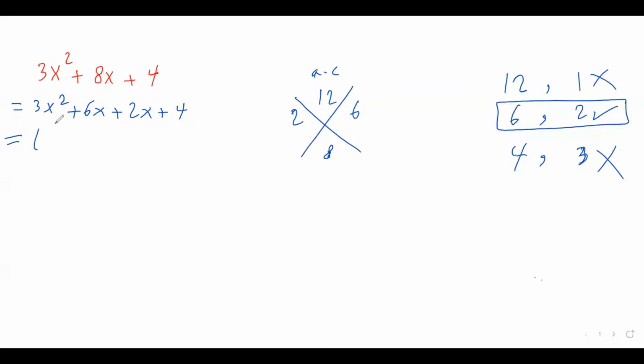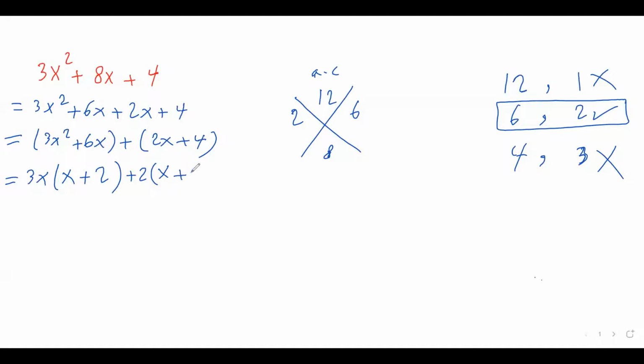So I group the first two together, 3x squared plus 6x, and then I group the second two terms, 2x plus 4. From the first bracket, what's my common factor? I can factor out 3x. 3x squared divided by 3x gives me x, and 6x divided by 3x is just 2. From the second group, I can factor out a positive 2. 2x divided by 2, I get x. 4 divided by 2 gives me a 2.